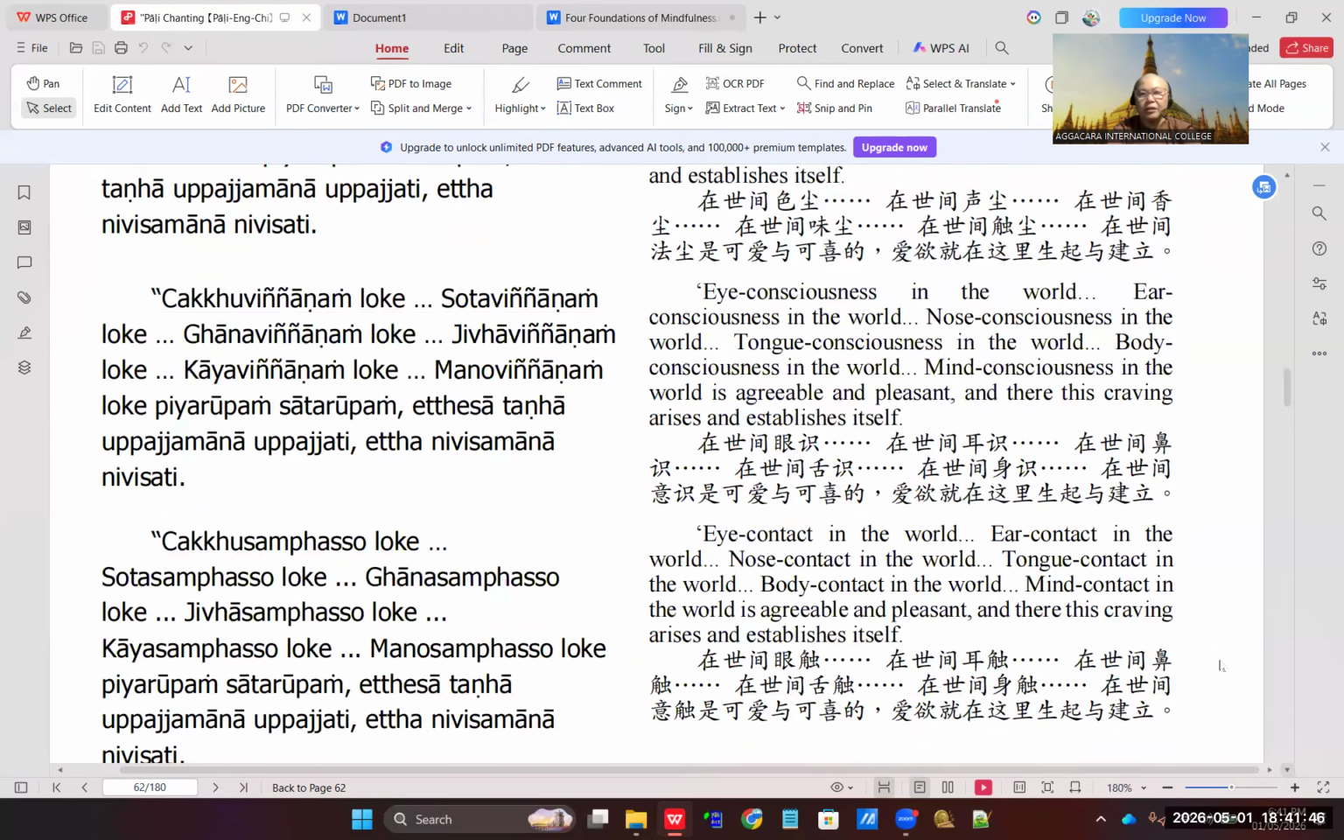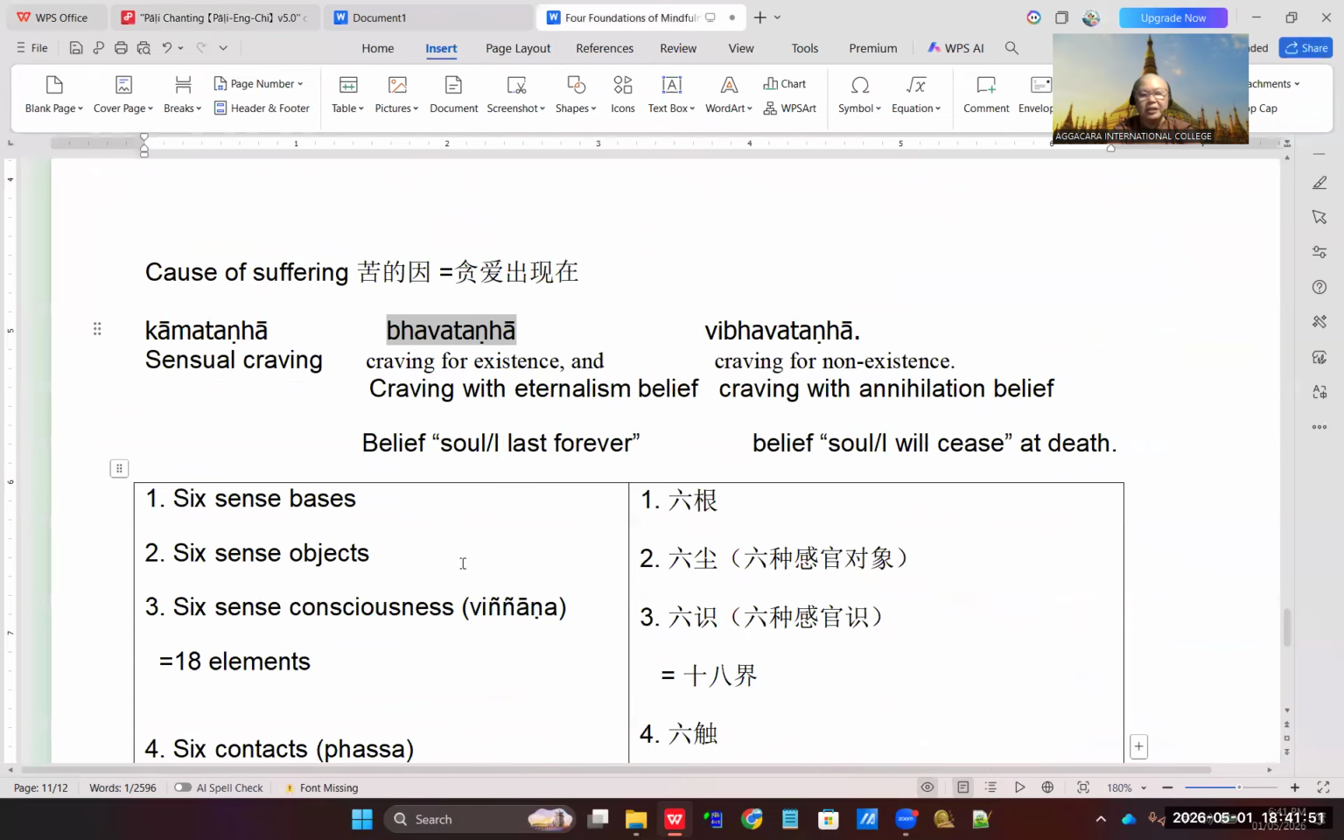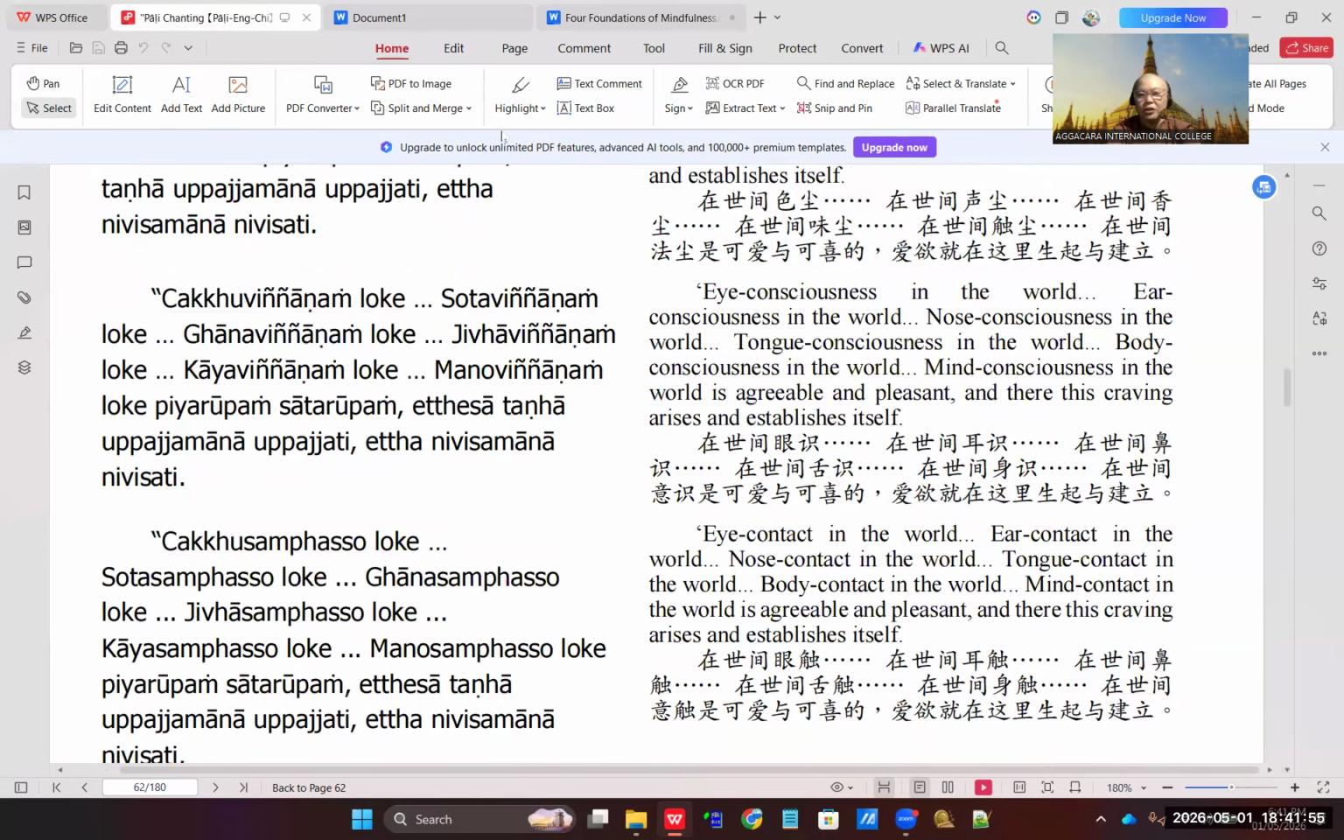After that, we are talking about the six sense bases and the six sense objects, right? Now we go to consciousness and contact. Okay, Emily, you can read now.